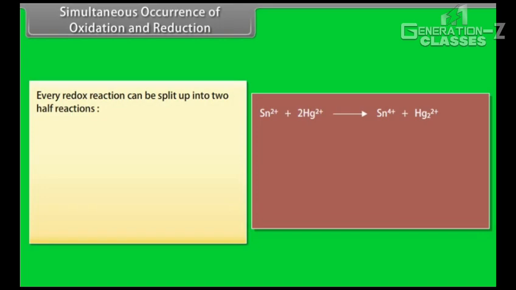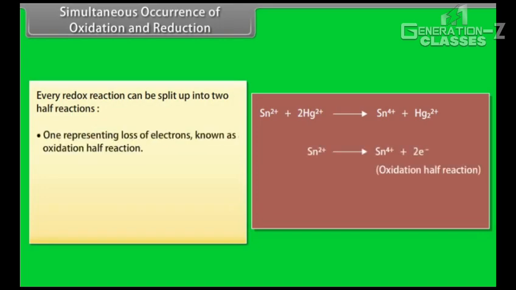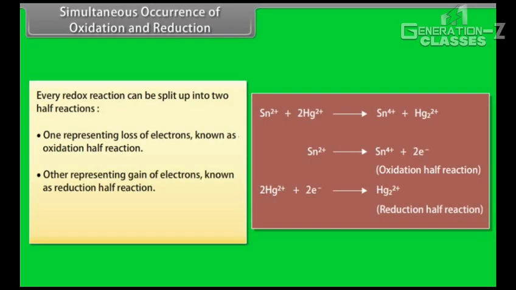Every redox reaction can be split up into two half reactions. One representing loss of electrons, known as oxidation half reaction. Other representing gain of electrons, known as reduction half reaction. The reaction can be split up into half reactions as Sn2 positive gives rise to Sn4 positive plus 2 electrons. This equation is oxidation half reaction. And 2Hg2 positive plus 2 electrons gives rise to Hg2 2 positive. This equation is reduction half reaction.